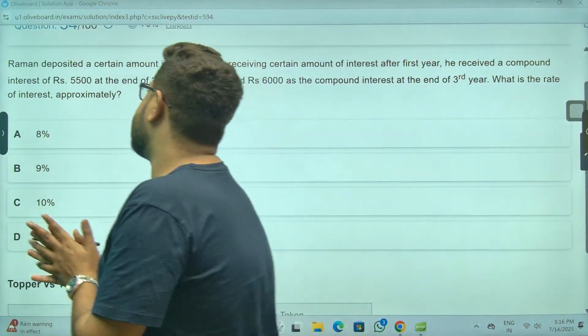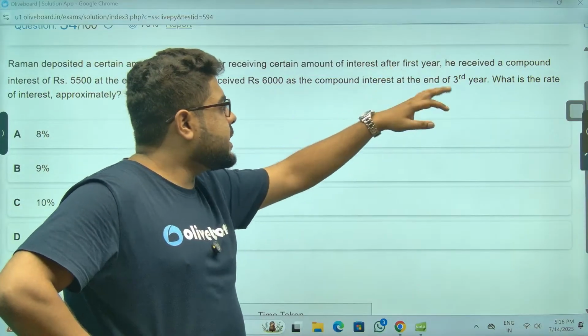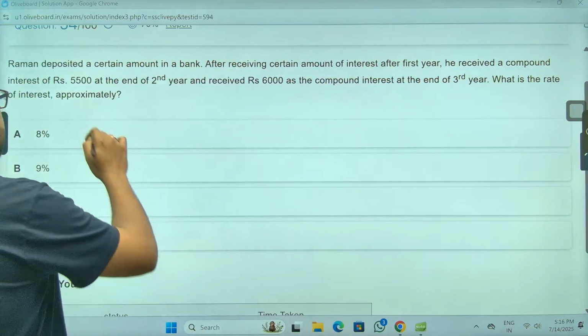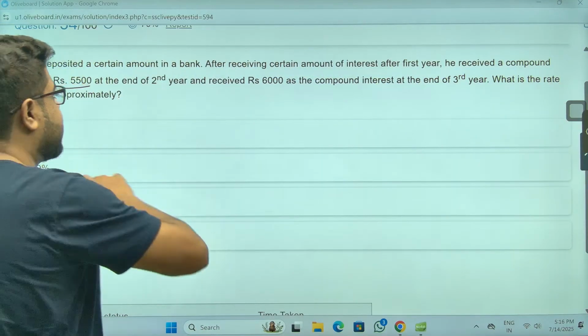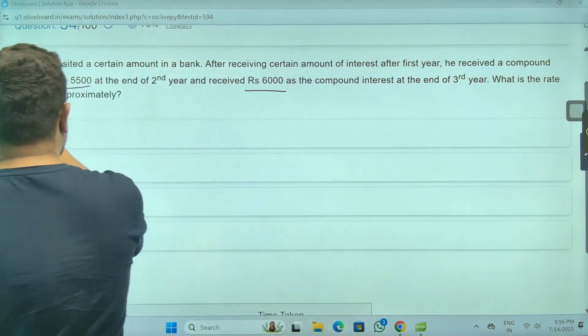So Raman deposited a certain amount in a bank. After receiving a certain amount, in the first year he received this much compound interest. This much interest they have given. Okay, this much also. Rate of interest, sir.